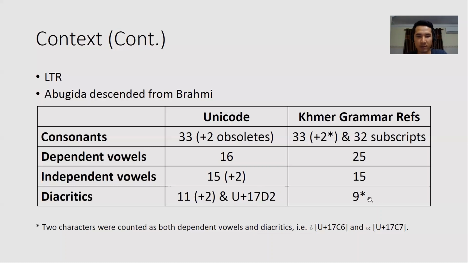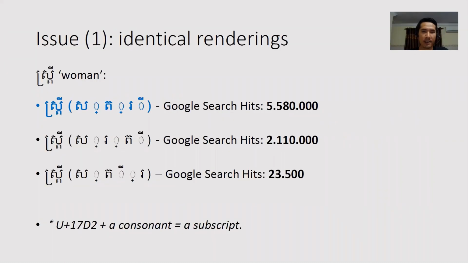The Khmer grammar book listed only 9 diacritics, and I put an asterisk here because there are 2 diacritics that can also be considered, or most grammar books would consider them, as vowels as well. So let's look at the first issue together.